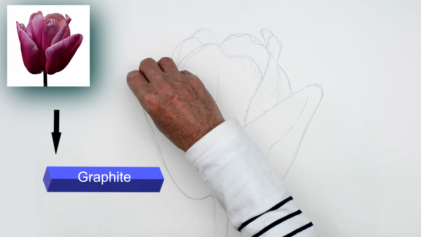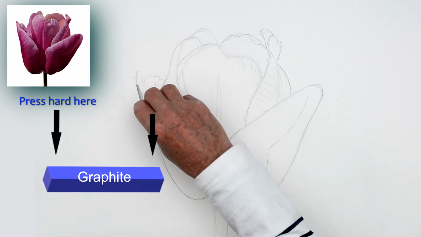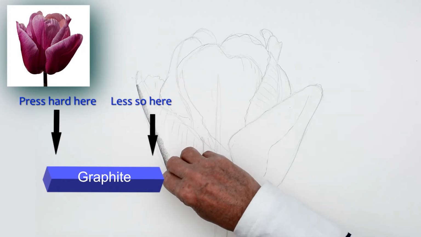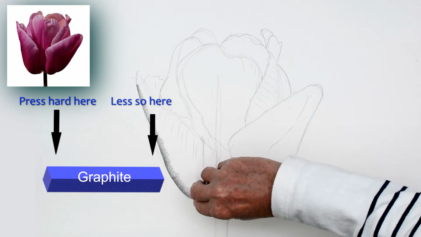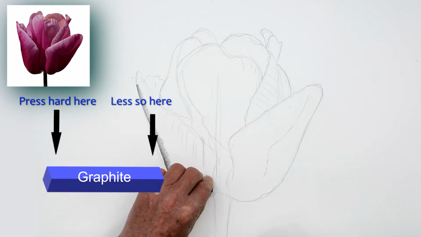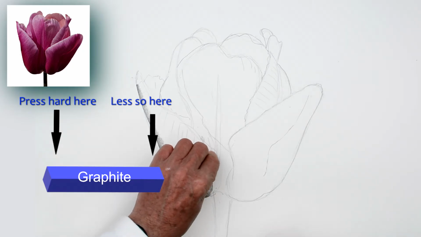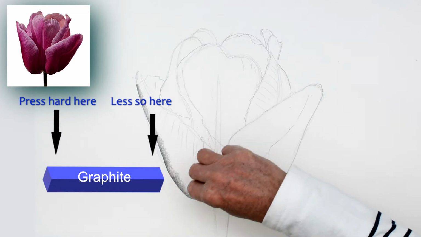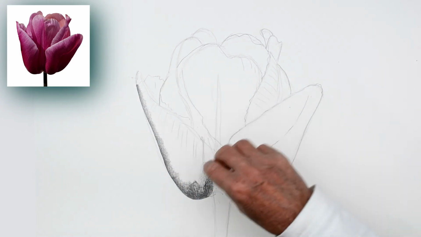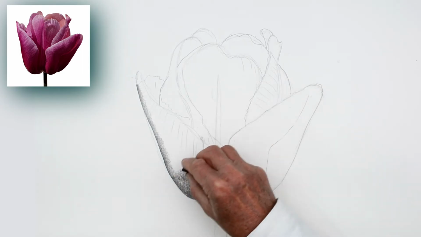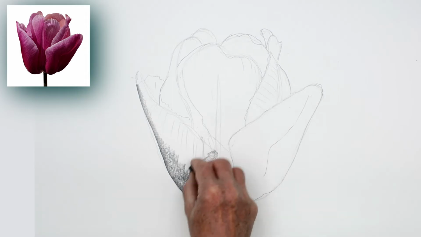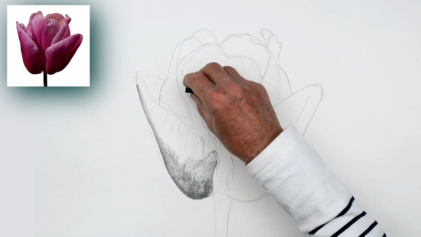Now, graphite. When you use the graphite, press hard on one edge and less so on the other edge. That way you can create these nice edges which are sharp on one side and soft on the other side. This is ideal when we are drawing the tulip and creating the petals, because you'll notice the petals stand out because you get a light edge next to a dark shadow, and you can do this ideally with graphite.